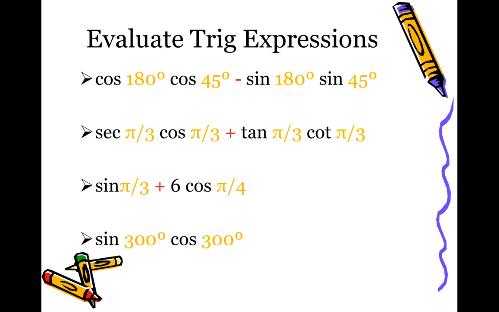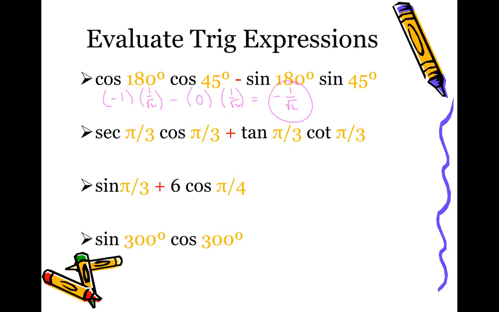Cosine of 180 degrees, -1. The cosine of 45 degrees, 1 over root 2, minus the sine of 180 is 0. So it doesn't even matter if you know what the sine of 45 is. It's 1 over root 2, but anything times 0 is just that. So you end up with -1 over root 2.